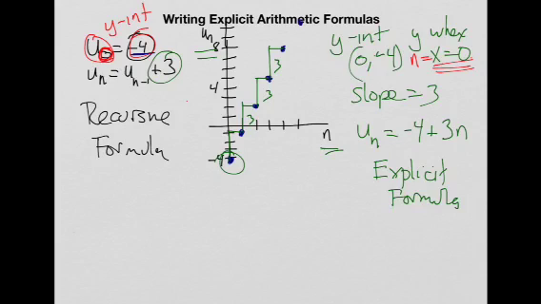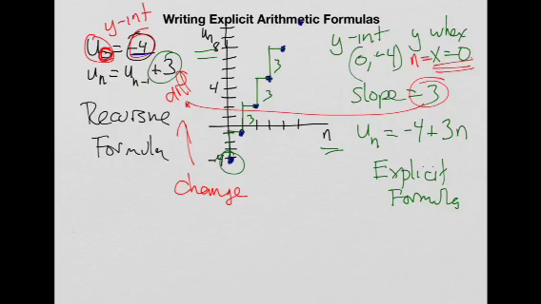If we don't have a u sub 0, we're going to have to do something to find that. Our common difference is the same thing as the slope. Because either way, when we're talking about the common difference, this is how I'm changing each time. And that's really what the slope is. The slope is the rate of change.